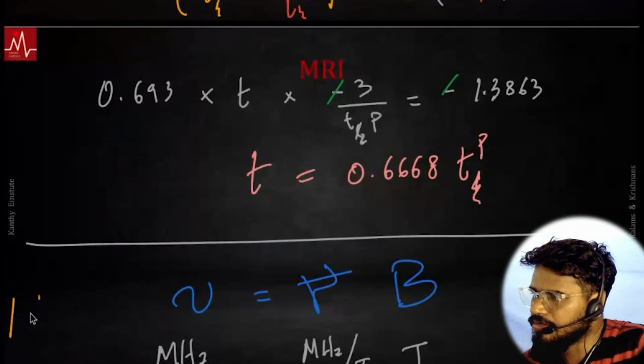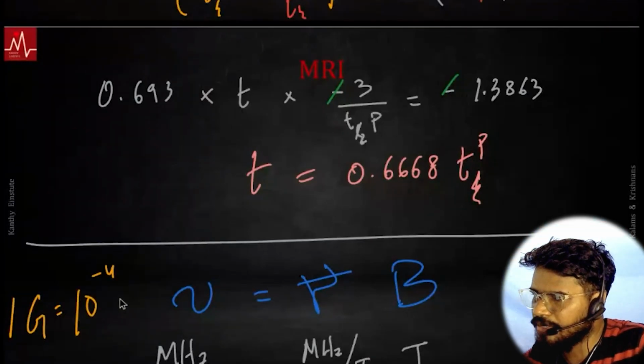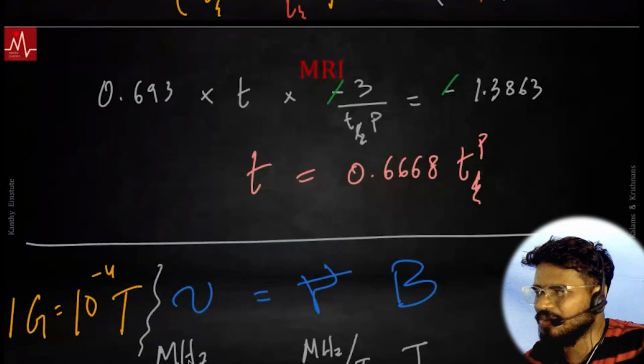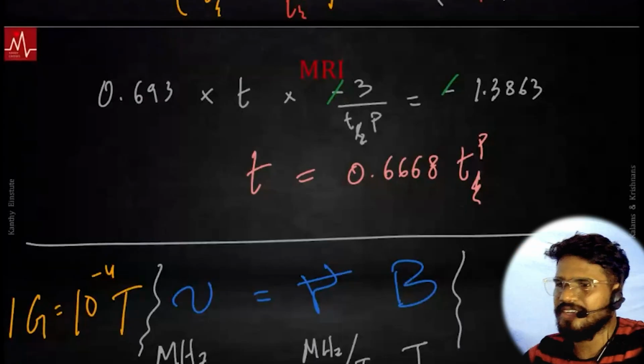1 Gauss is 10 power minus 4 Tesla. You also need to know this. Most of the other things are kind of details. You can easily do this.